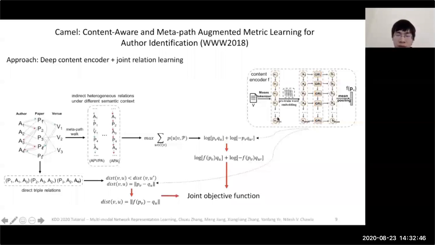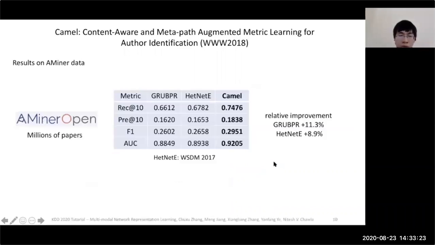From this figure, we can find that the paper embedding is formulated by the deep language model, which uses the pre-trained word embedding and the recurrent neural network to represent each paper embedding. Then we can perform the joint optimization between the direct relation modeling and the indirect relation modeling. And the joint objective function is able to capture the paper text information using the deep content encoders.